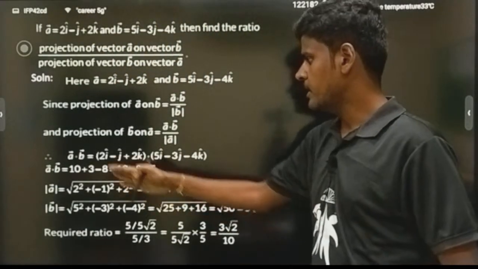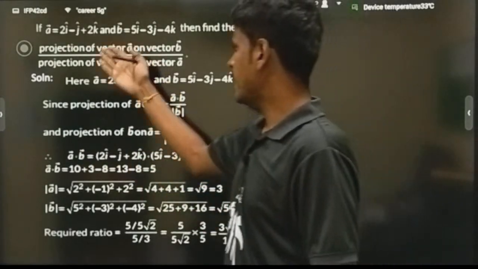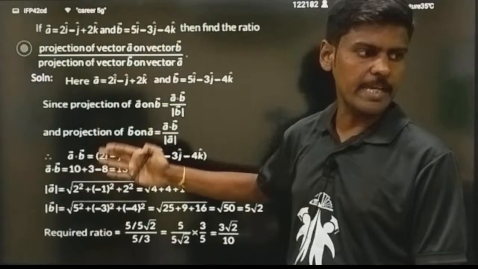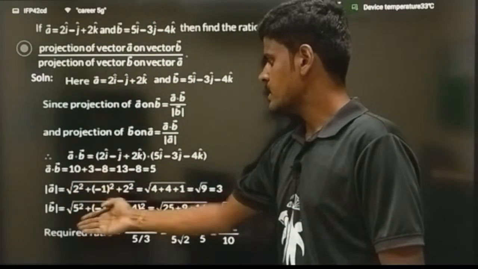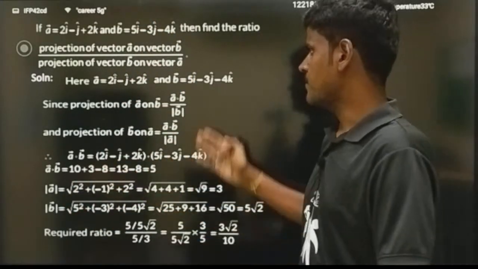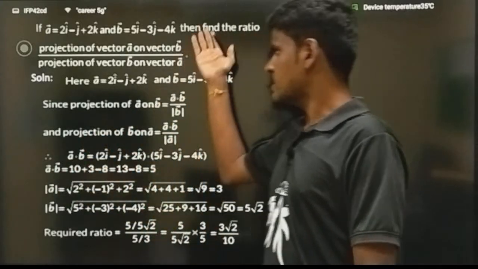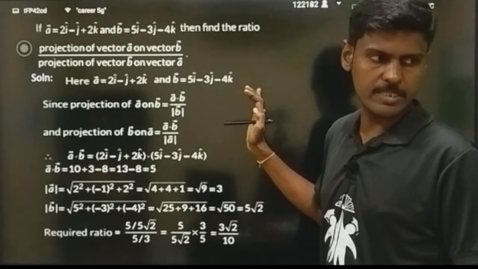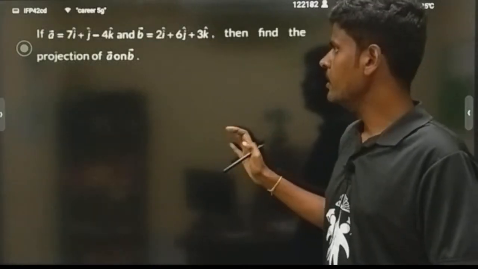You can first calculate A dot B, find the numerator and denominator separately, and then divide. Or you can just divide directly. Anyways, A dot B will get cancelled, and it is simply mod A by mod B. Both ways the answer will remain the same.